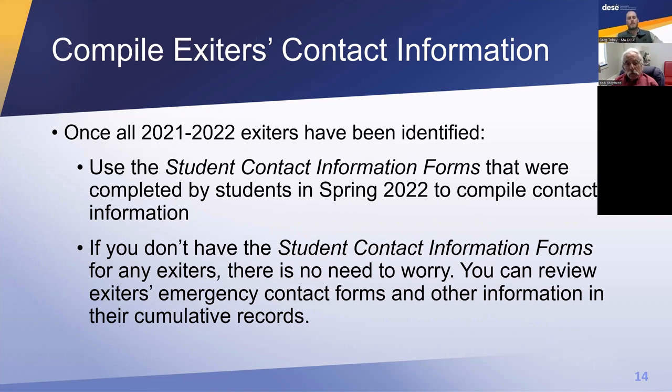And once you've identified or confirmed the list of 2021-22 exiters, you can use the student exit forms that were completed by students in the spring of 22, and you can compile that contact information to have it available for your interviewers. If you don't have student contact info forms available for any individual exiters, no need to worry. You can review students' exit emergency contacts, other school records, and cumulative data records. The more accurate your contact information is, and the more up to date, the more likely you are to reach your former student. If you need some suggestions on doing that, you can contact us at PIR.